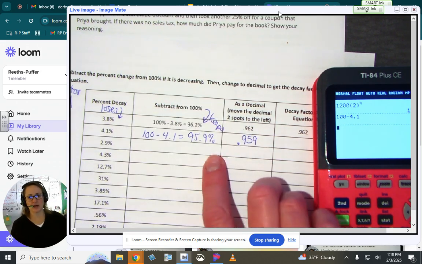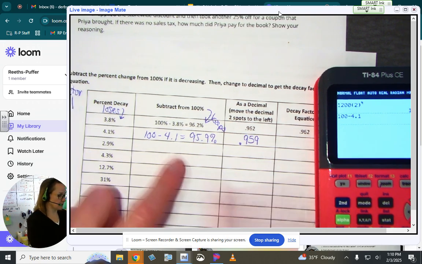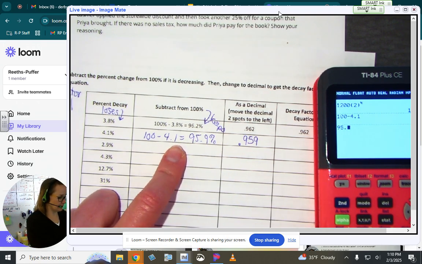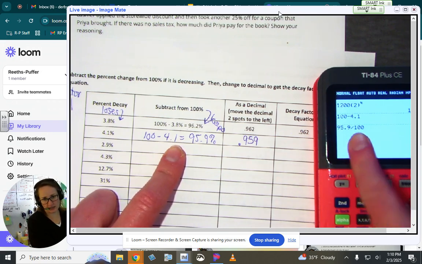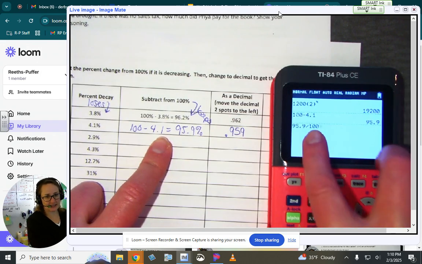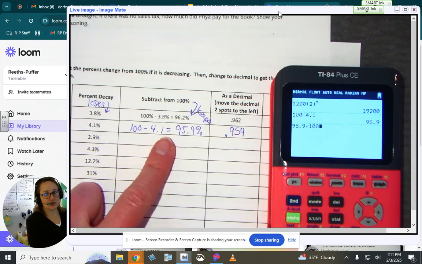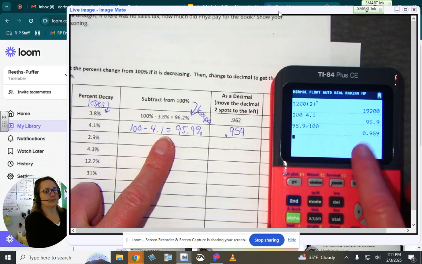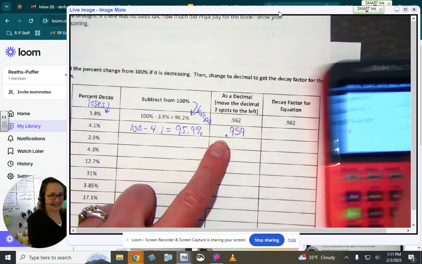The reason why we move it 2 times is because per cent literally means per 100. So what we're doing is 95.9 per 100. Okay, that's per cent, because cent means 100. There's 100 pennies in a dollar, 100 cents in a dollar. A century is 100 years. And so if we did that division by 100, we'd end up with this decimal point.